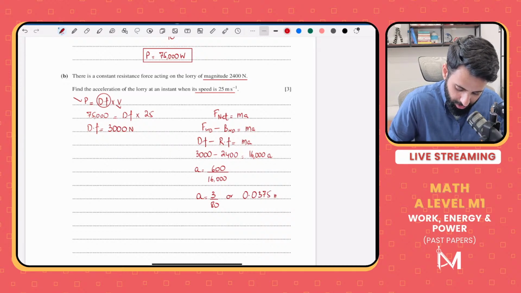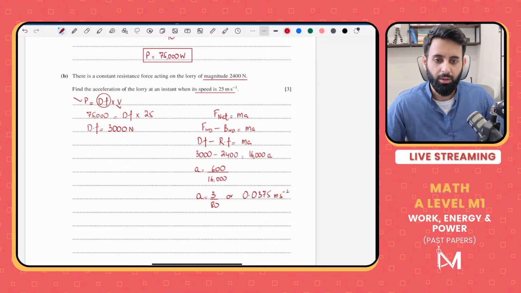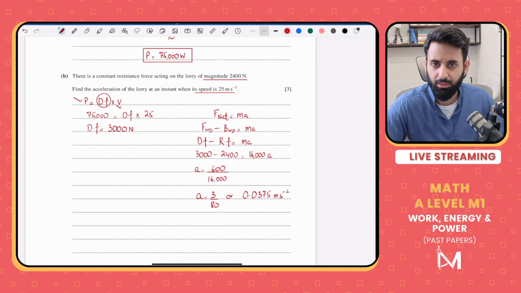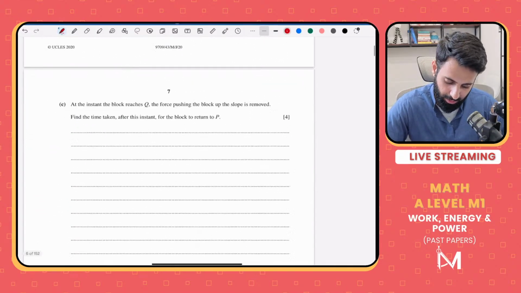0.0375 meter per second square. There you go. Okay, so like I said, fairly easy question. We're obviously going to do difficult ones as well, but I want to start off with some easy questions so that we learn the formulas that we have.